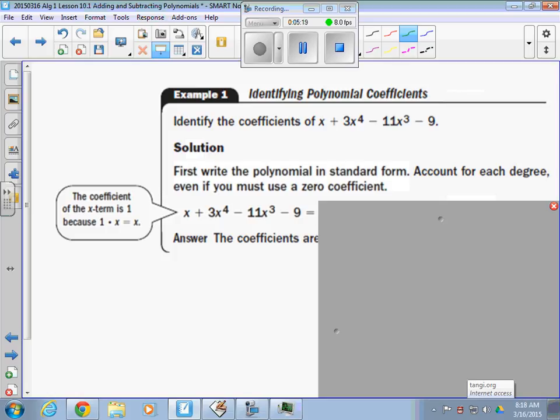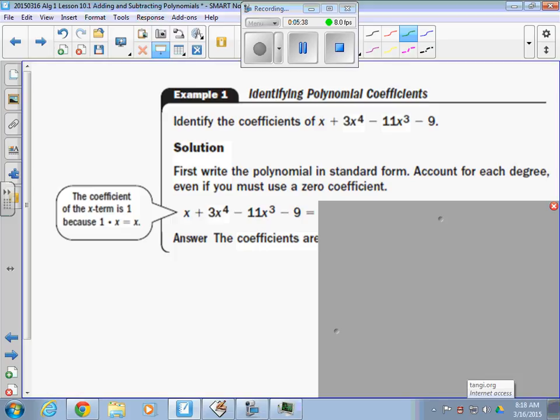Example number one is identifying polynomial coefficients. So you're talking about the numbers that are in front of the variables. The first thing you want to do is write it in standard form. You always want to put it in standard form. You always want to count down with your exponents.